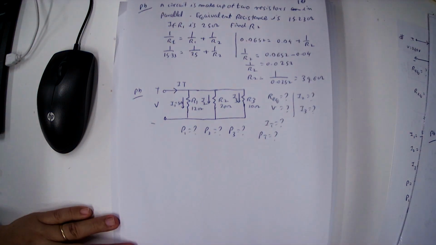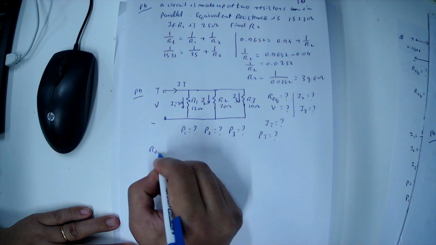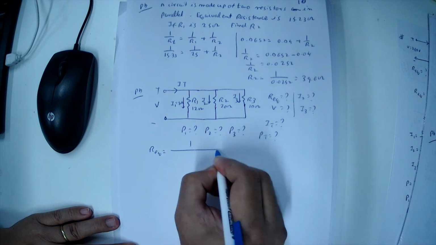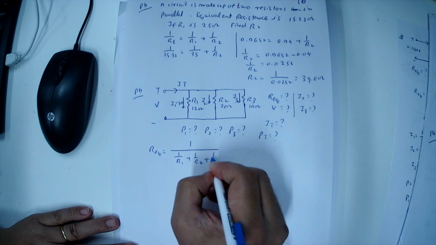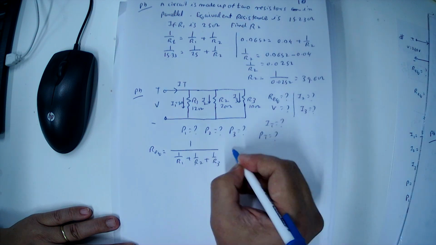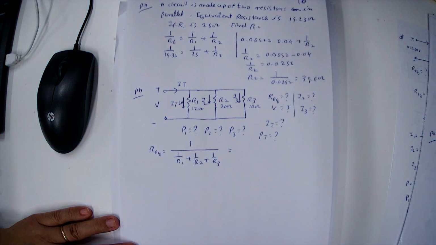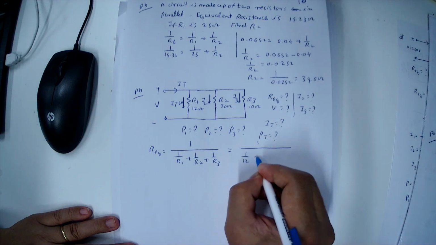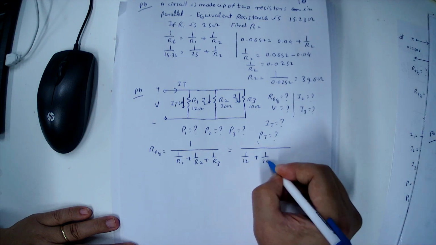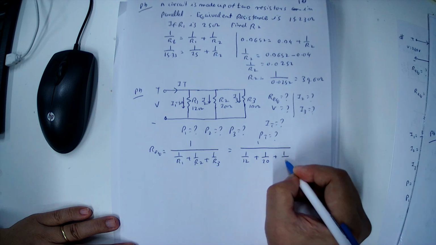Firstly, we find the equivalent resistance. The three resistors R1, R2, R3 are connected in parallel, therefore the equivalent resistance equals 1 divided by (1 by R1 plus 1 by R2 plus 1 by R3). This is the equation we write. So 1 by R1 is 1 by 12, 1 by R2 is 1 by 20, and 1 by R3 is 1 by 10.